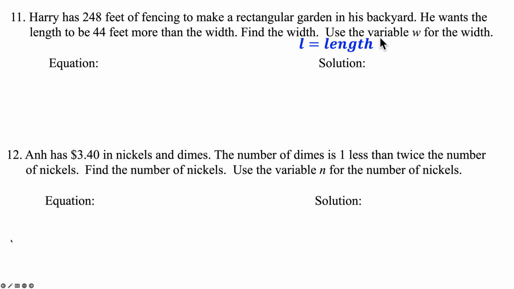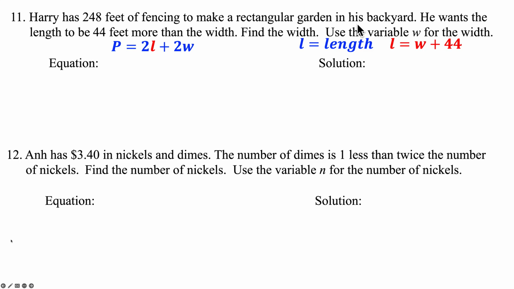So we have 2 of them here. It says he wants the length, L, to be equal to 44 feet more than the width. That means L equals W plus 44. What is my other relationship? Well, because you're putting the fencing around a rectangular garden, we're going to use the perimeter formula for a rectangle. There's 2 lengths and there's 2 widths. All have to be added together, so you can call this 2L plus 2W equals the perimeter.